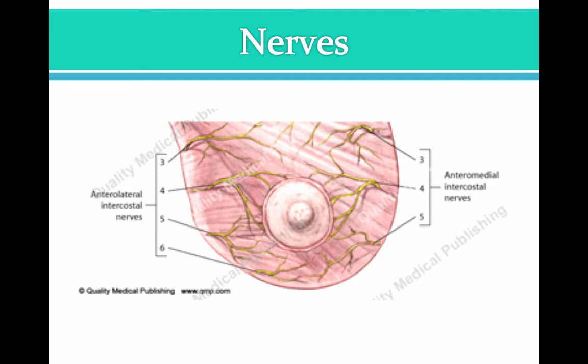So here's a diagram of the nerves within the breast. And so you have the third, fourth, fifth, and sixth intercostal nerves, and over on this side it shows the third, fourth, and fifth. And you can see that the fourth intercostal nerve is the one that is mostly responsible for innervating the nipple and the areola. You see them connected there around the nipple and the areola.